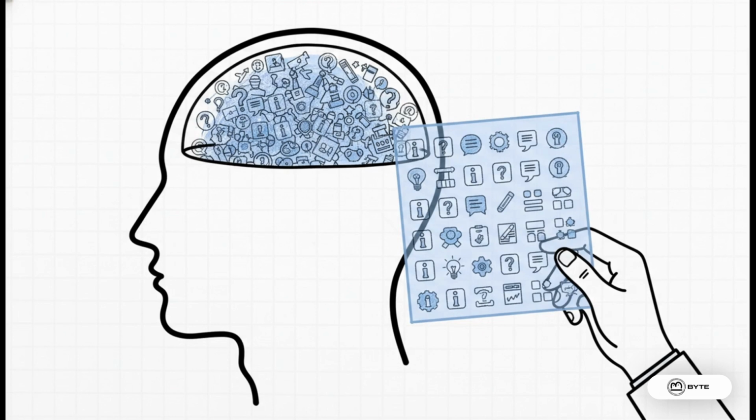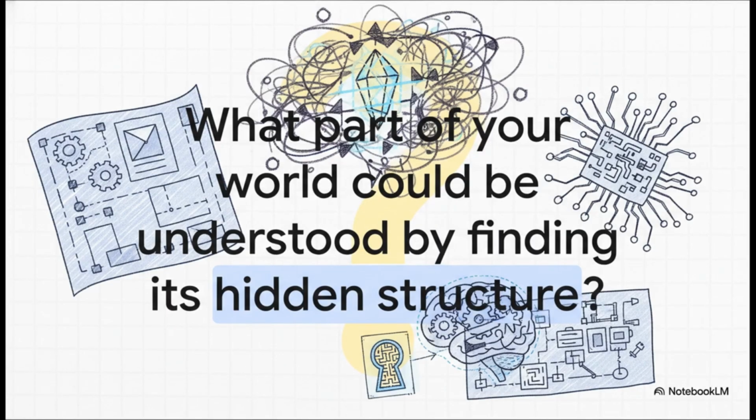And that leads to the big takeaway here. In our world of constant information overload, the real skill isn't just about consuming more information faster. It's about learning to see the underlying structure, the blueprint, that gives all that information its meaning and its power. And so that leaves us with a final question for you. Think about your work, your studies, or even your hobbies. What complex area of your life could suddenly become crystal clear if you could just find its hidden blueprint?